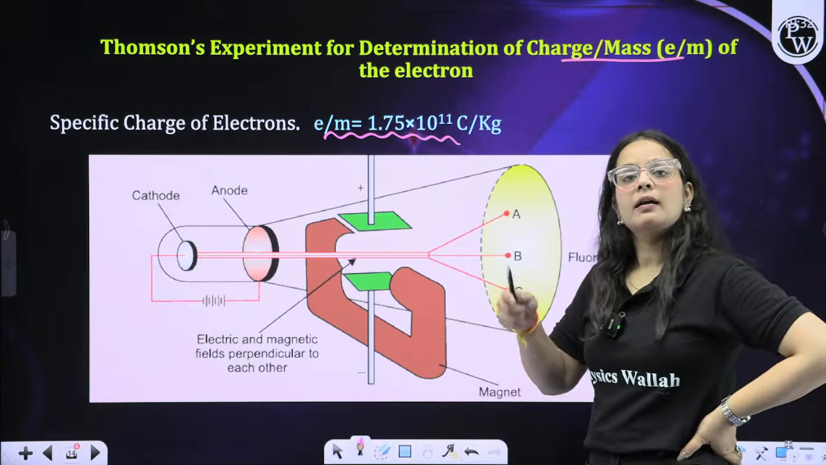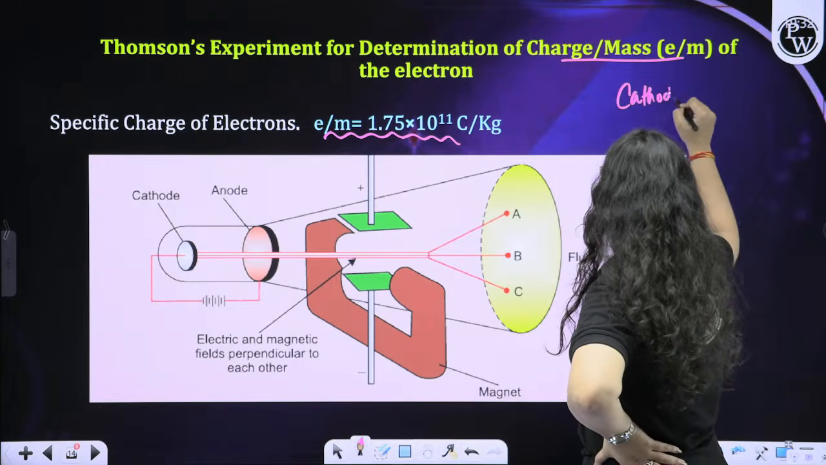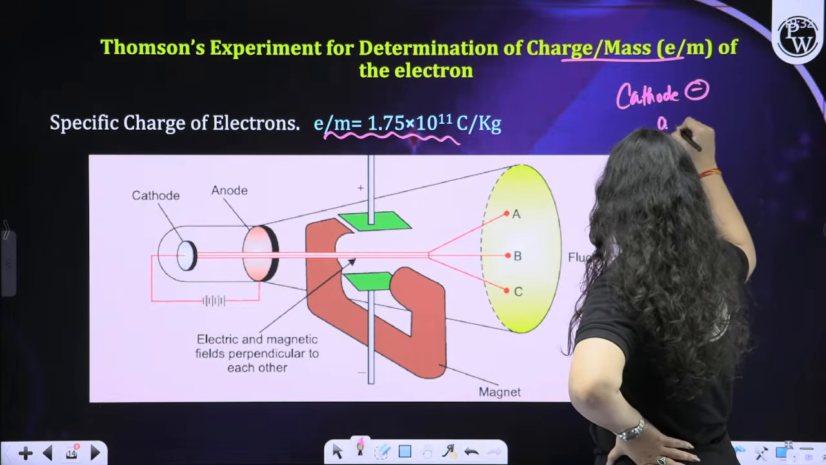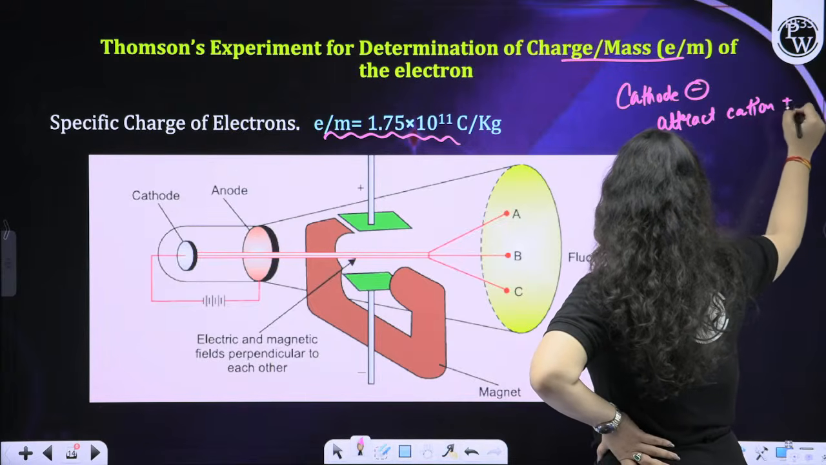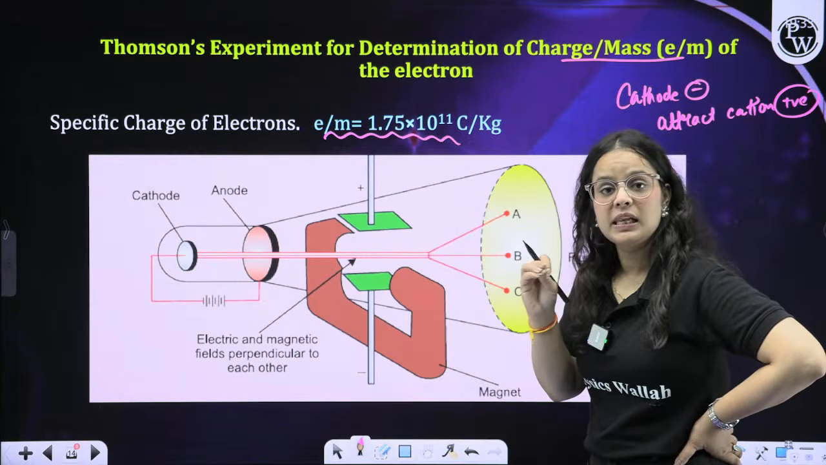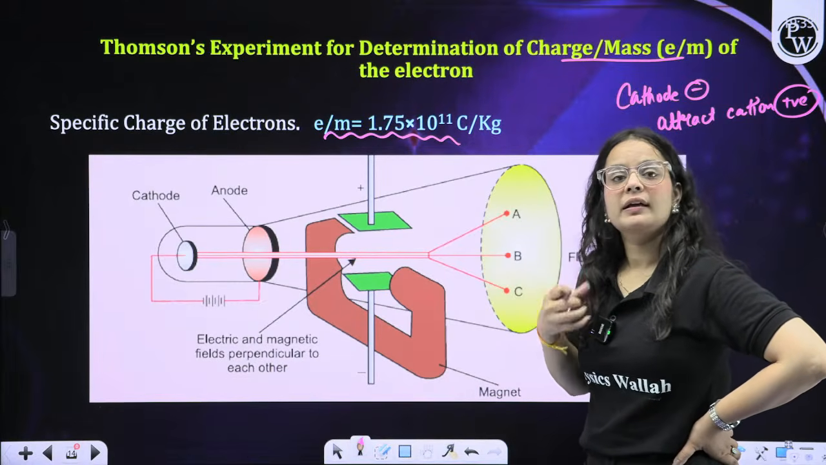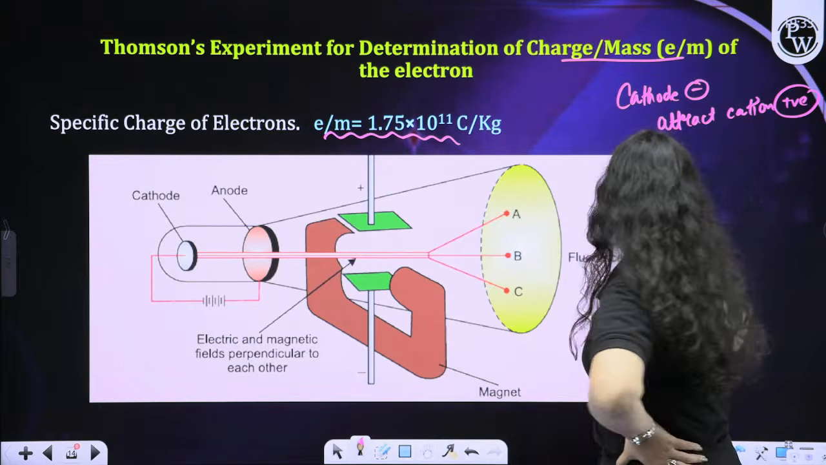That basically attracts the cation. Cathode is itself negative. Attracts what? Cation. Cations are positively charged particles. That is why we signify the negative symbol over it, because it is attracting cations. Cation is the positive part.